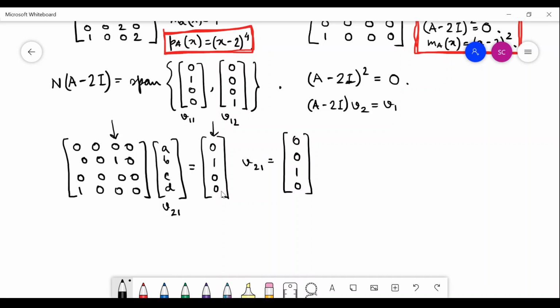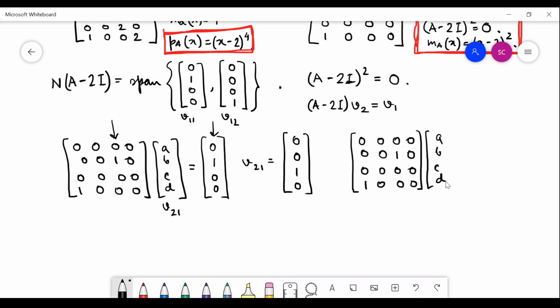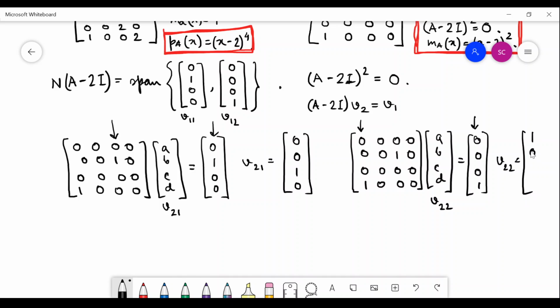Similarly, if you do the same exercise here, with 0 0 0 0 0 0 1 0 0 0 0 0 1 0 0 0 and A, B, C, D, this is your v22 equals v12, and you notice that this is getting reflected here. That means your A must be non-zero. So your v22 comes out to be 1, and others you can keep 0. This is your v22.